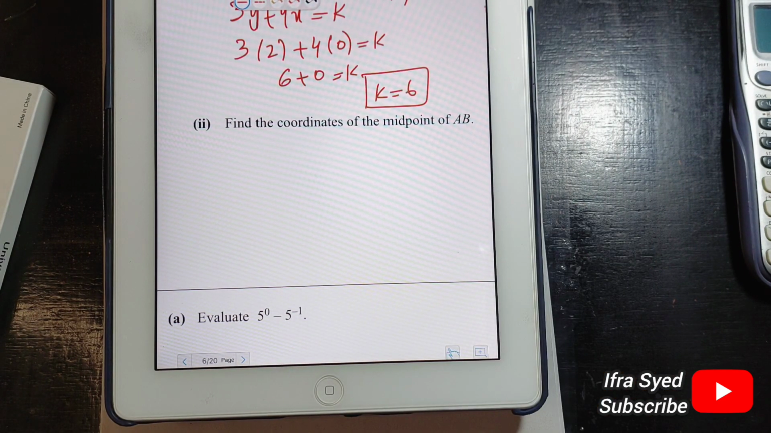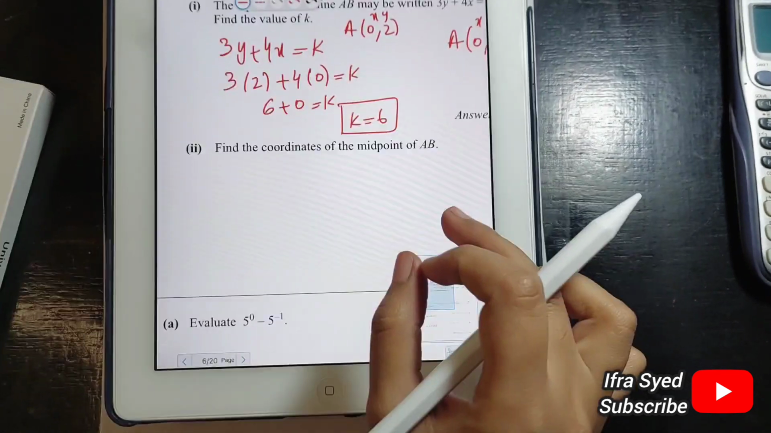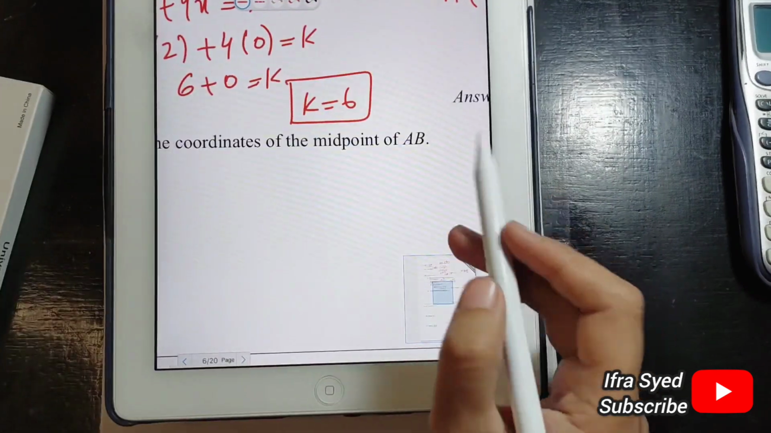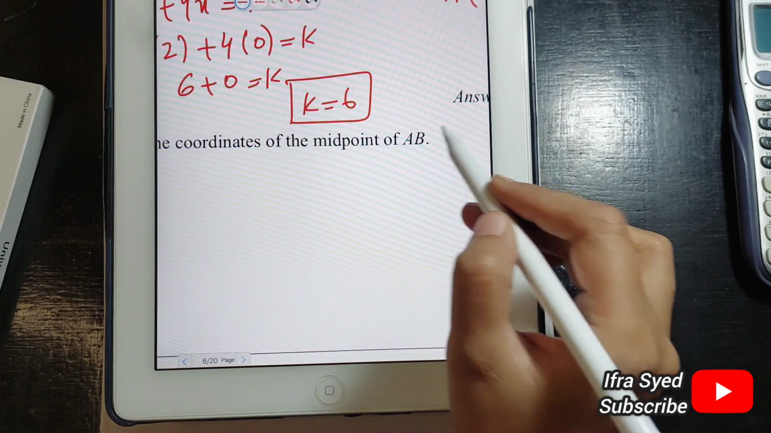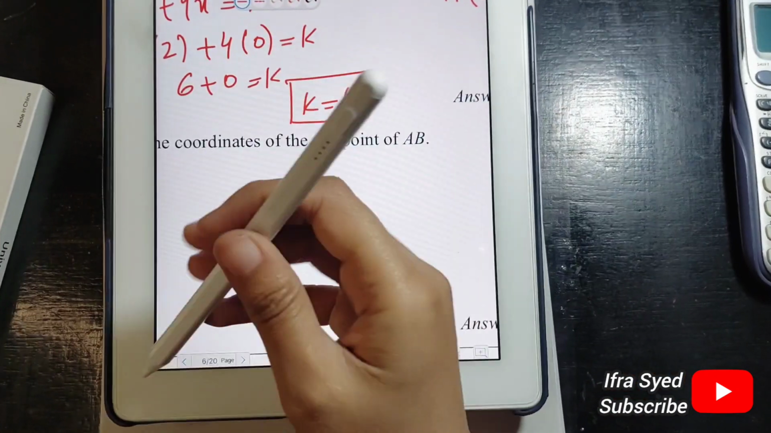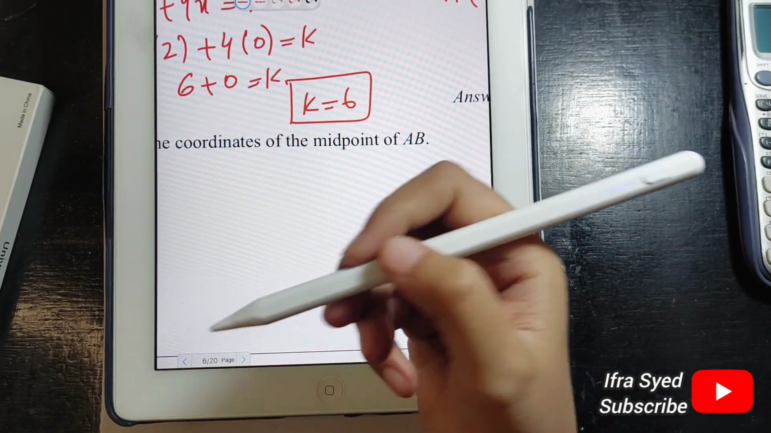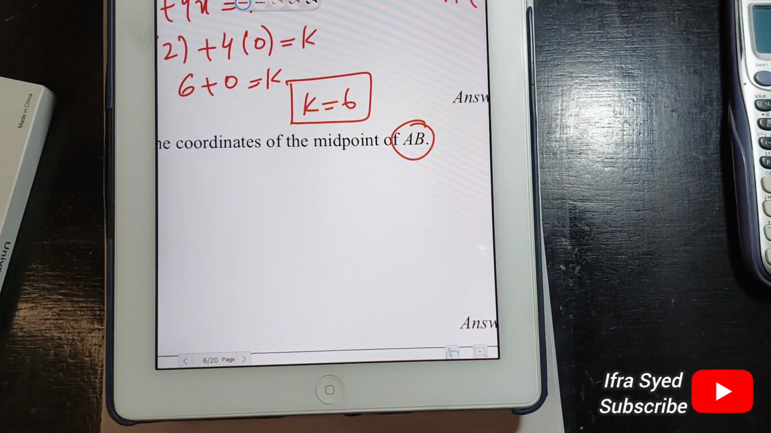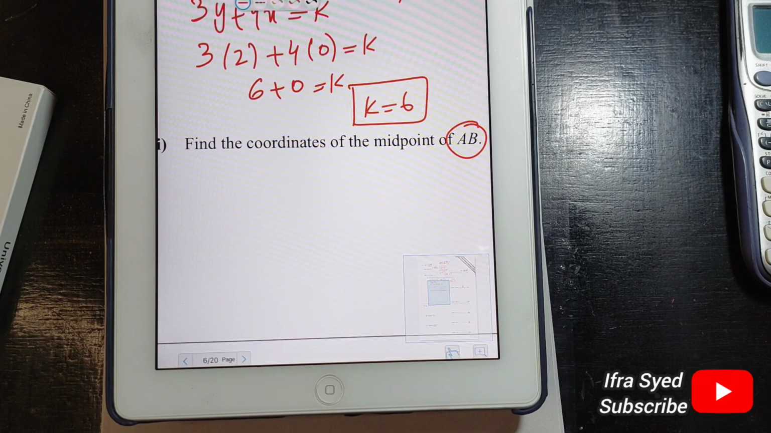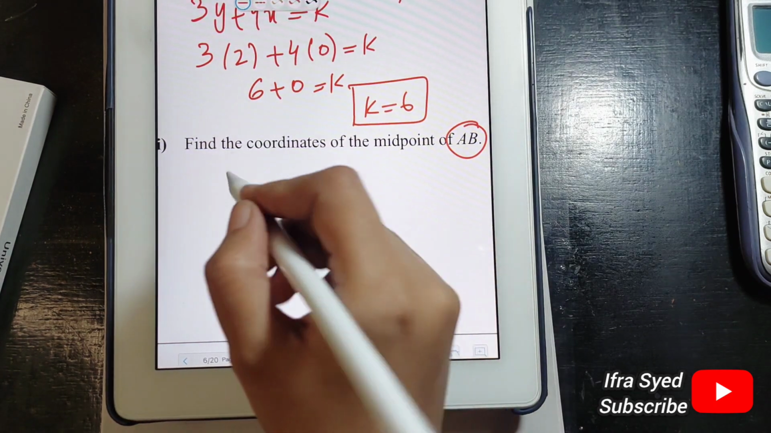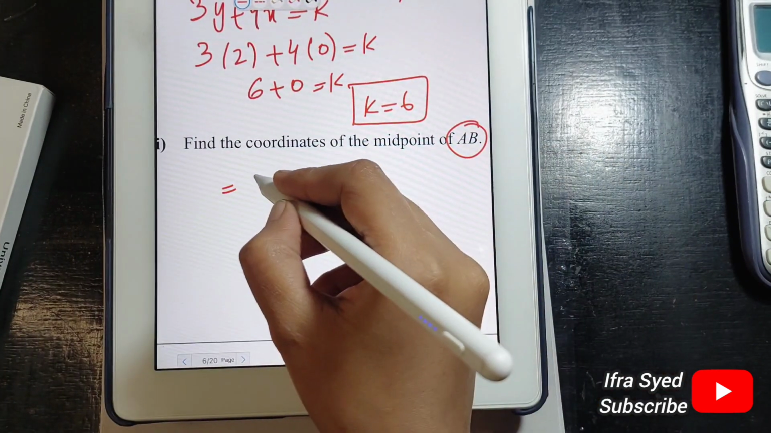Now let's move to its second part, and in the second part it is given: find the coordinates of the midpoint of AB. So in the question AB is given, so we don't need to find the value of AB. We need to find the midpoint of AB. To find the midpoint of AB, we have to find the value of OA and OB, and OA is already given. So we need to find the value of OB.